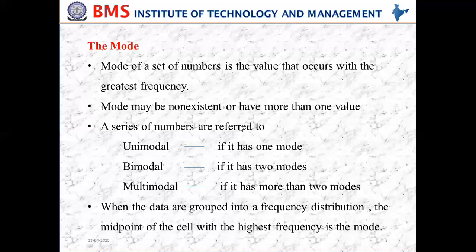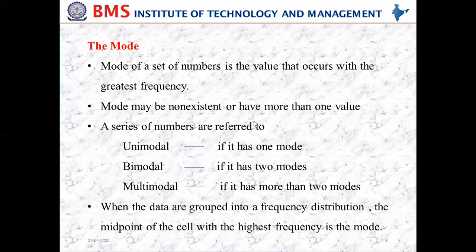In such cases, the midpoint of the cell, say for example 10 to 20 is the cell, the midpoint of this cell is going to be 10 plus 20 by 2, that is 15. The midpoint of the cell with the highest frequency will become the mode of the particular frequency distribution data.